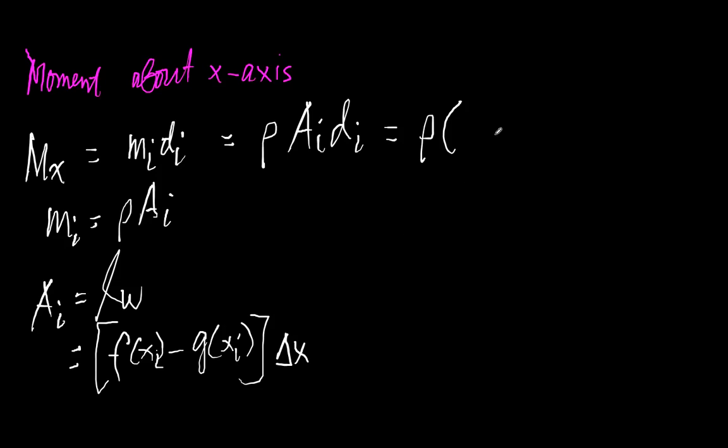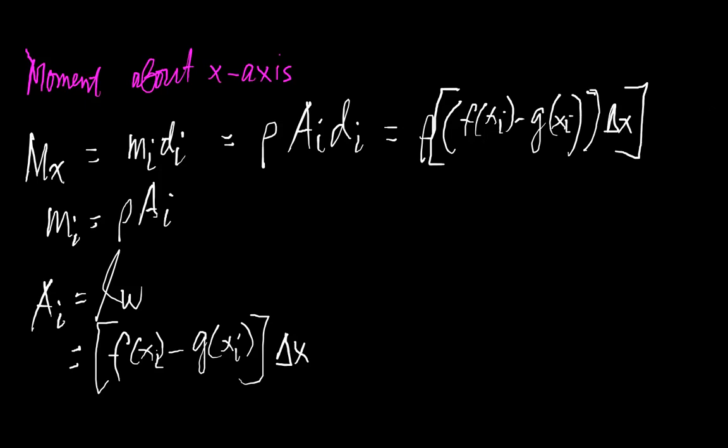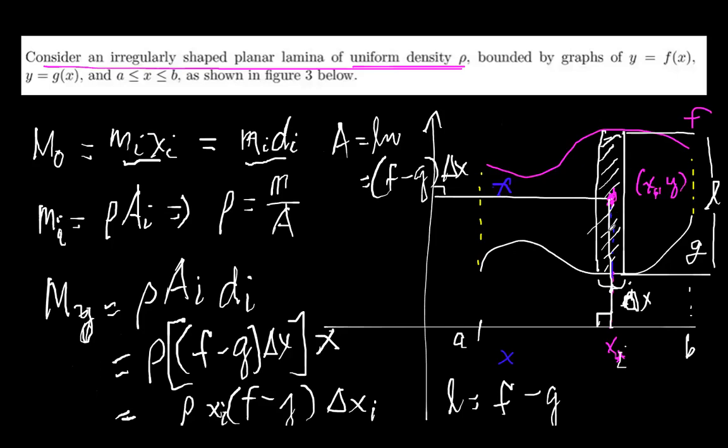So let me substitute this value of area here. So that's f of x sub i minus g of x sub i times delta x. Okay, so then we need to find the d sub i here. The d sub i again is the distance from the reference axis. Our reference axis is the x-axis, right? So how do we identify the distance of the point in reference to the x-axis?